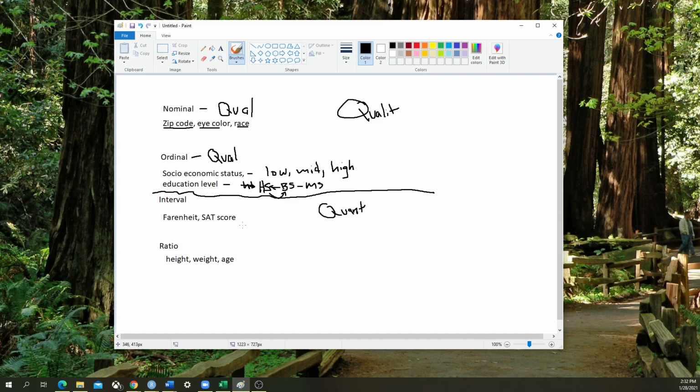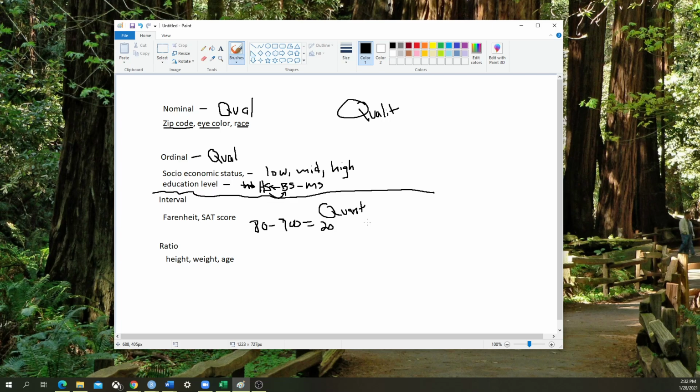Quantitative now refers to an actual measurement that you can subtract one from the other and have it make sense. So first, in interval, you can have 80 degrees Fahrenheit subtracted from 100 degrees, and that will equal 20 degrees. And that makes sense. When you subtract one from the other, you'll have some quantity that you can represent in a meaningful way.